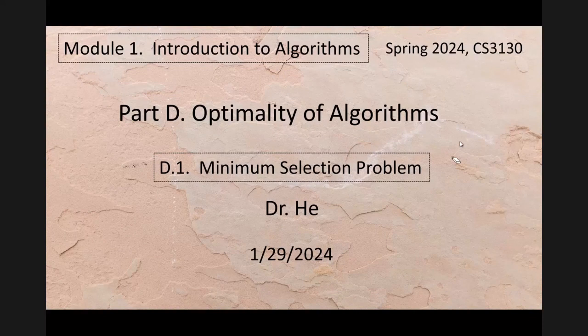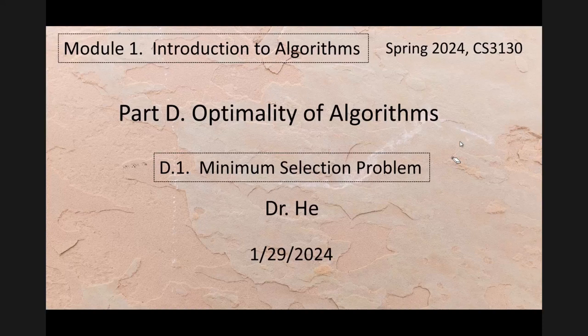All right. The topic, optimality of algorithms. Another interesting topic in algorithms, that's the optimality issue we want to discuss in this part. Let us solve one easy problem, pretty easy, but very useful. Very simple, but very useful.